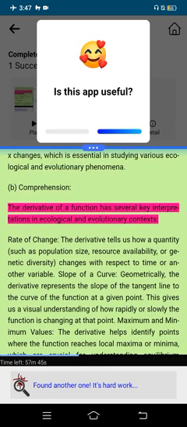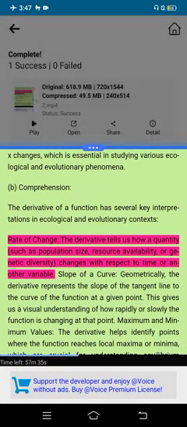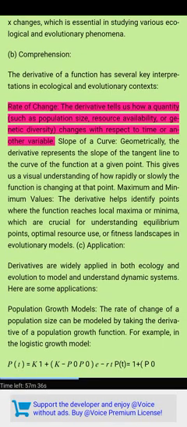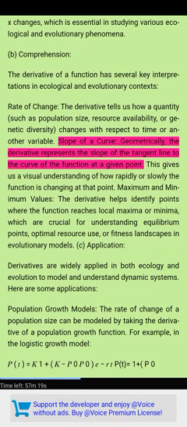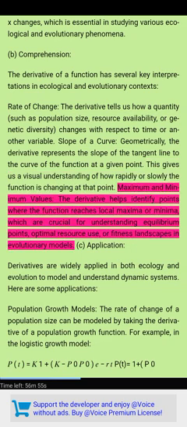Comprehension. The derivative of a function has several key interpretations in ecological and evolutionary contexts. Rate of change: the derivative tells us how a quantity, such as population size, resource availability, or genetic diversity, changes with respect to time or another variable. Slope of a curve: geometrically, the derivative represents the slope of a tangent line to the curve at a given point. This gives us a visual understanding of how rapidly or slowly the function is changing at that point. Maximum and minimum values: the derivative helps identify points where the function reaches local maxima or minima, which are crucial for understanding equilibrium points, optimal resource use, or fitness landscapes in evolutionary models.